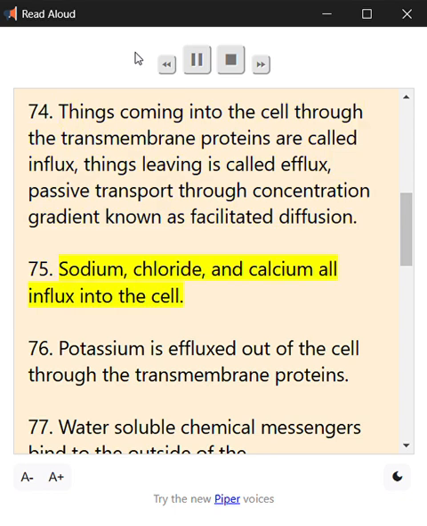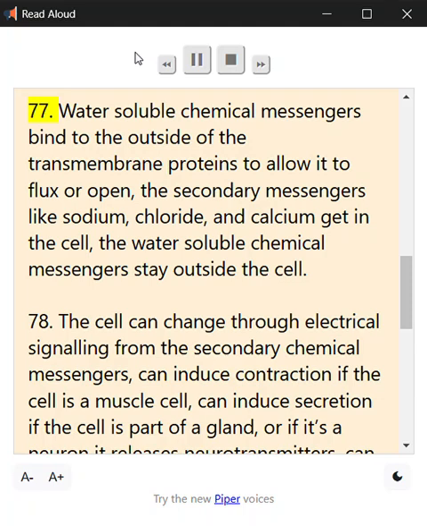75. Sodium, chloride, and calcium all influx into the cell. 76. Potassium is effluxed out of the cell through the transmembrane proteins. 77. Water-soluble chemical messengers bind to the outside of the transmembrane proteins to allow it to flux or open. The secondary messengers like sodium, chloride, and calcium get in the cell. The water-soluble chemical messengers stay outside the cell.